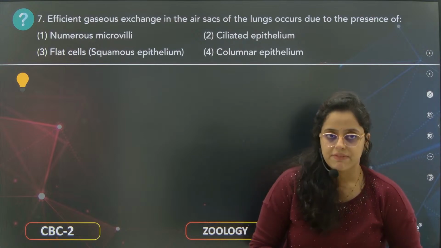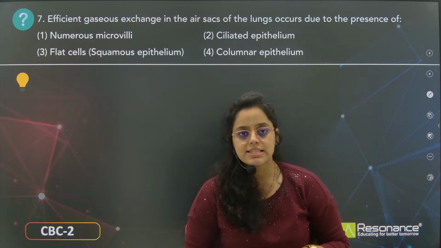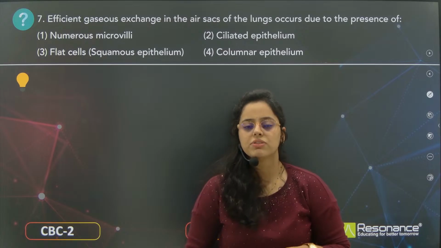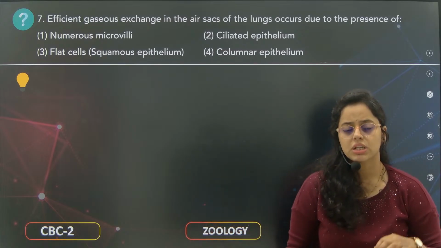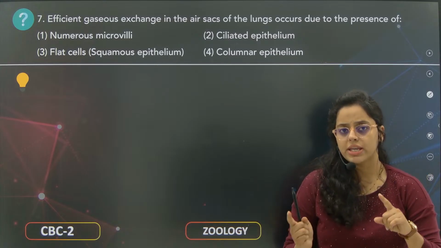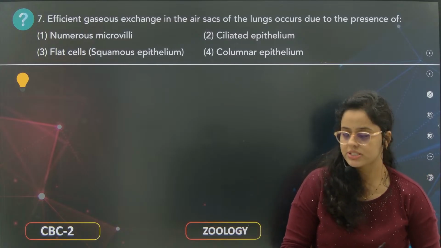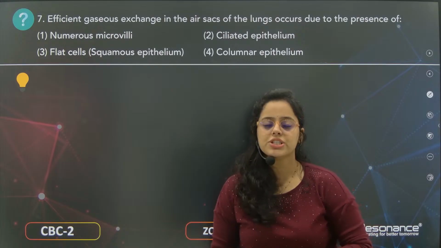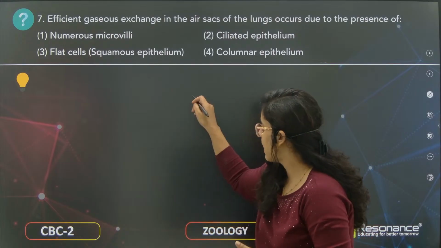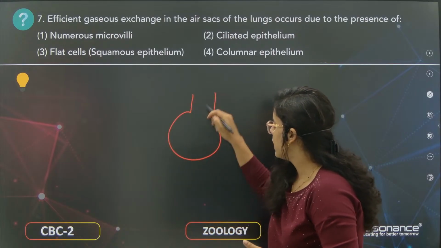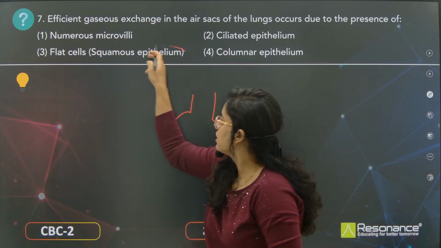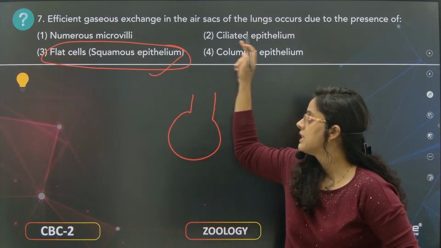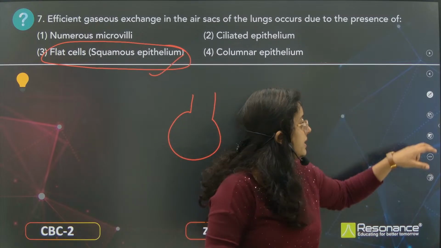Now question number 7. The efficient gas exchange in the air sacs of the lungs occurs due to the presence of. As I have told you, and we have discussed in the previous question also, the gaseous exchange happens in the air sacs, which means alveoli, because of squamous epithelium. So here the answer is going to be flat cells, that is squamous epithelium.